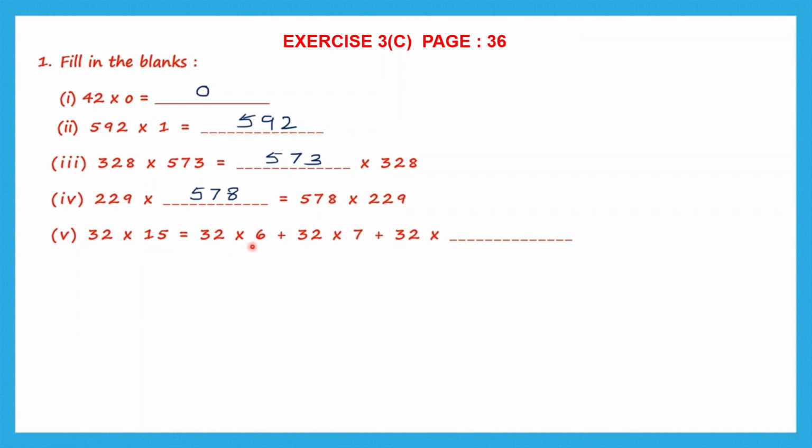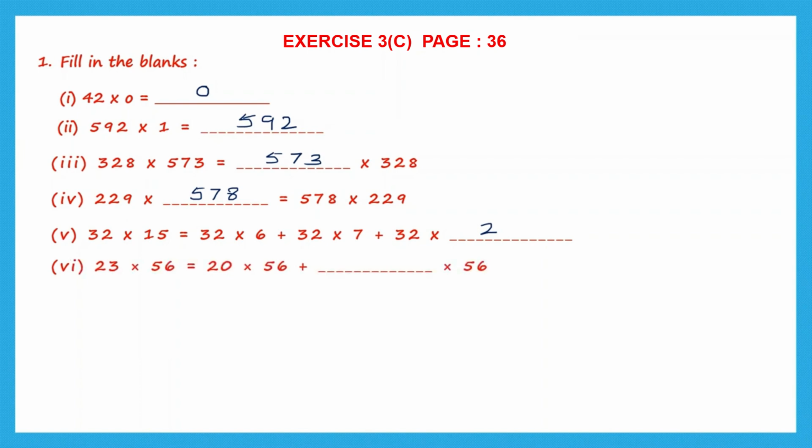So let's add up these numbers. It says 6 plus 7, so 6 plus 7 is 13. 13 plus what will give us 15? 13 plus 2 is 15. So the answer here is 2. So here we have distributed this number.